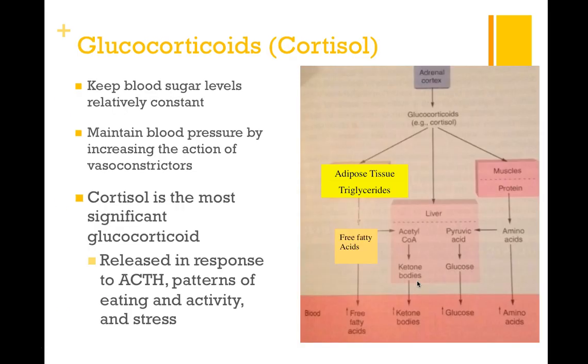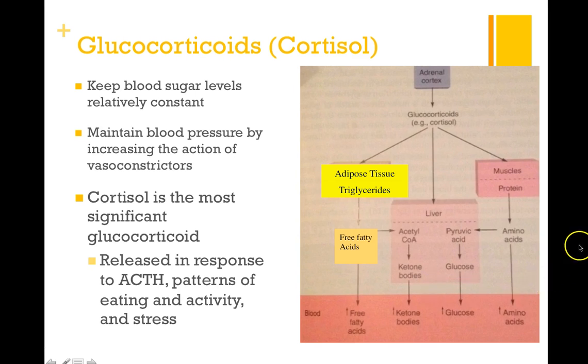Now let's discuss the glucocorticoids, or the main one that we know as cortisol. It's going to work to keep our blood sugars relatively constant, maintain our blood pressure by increasing the action of vasoconstrictors, and it is going to be released in response to ACTH, which we already know. And patterns of eating and activity and stress can trigger ACTH to be released.